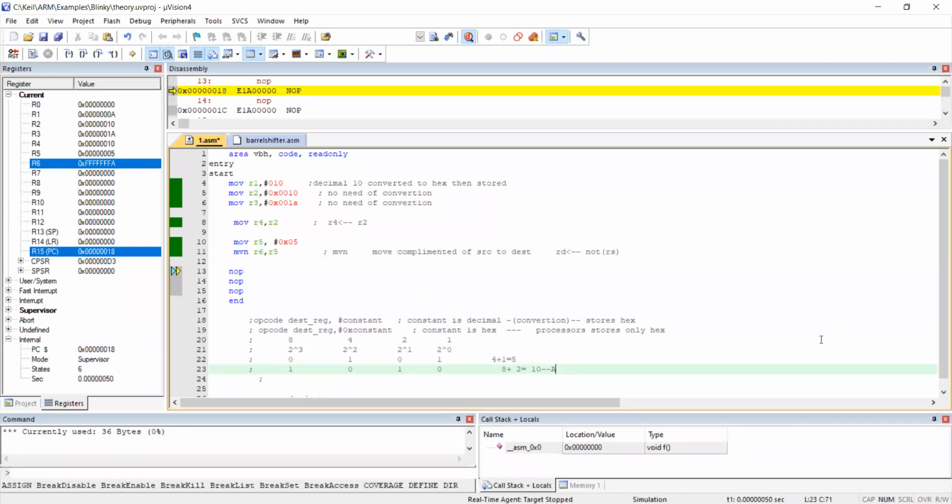Not 9, Vishal. 10 it is. Okay. 8 plus 2. Okay. Is it clear now for everyone? So the move instruction is completed now. See, I will come back to this.